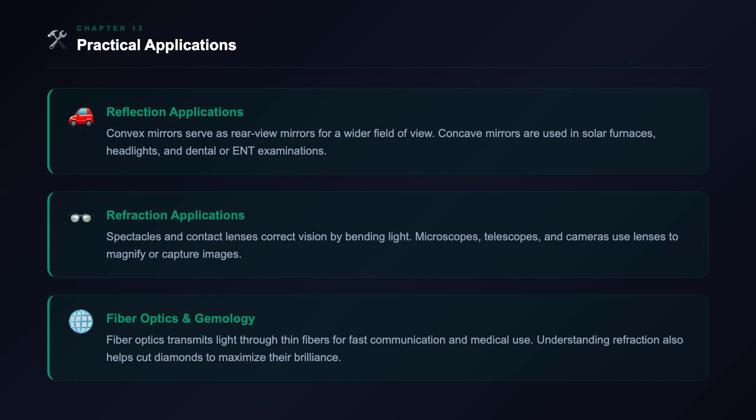Convex mirrors are used in vehicles as rearview mirrors, giving a wider field of view. Concave mirrors are used in solar furnaces to focus sunlight. Dental and ENT mirrors use reflection to view hard-to-see areas. Headlights and torches rely on reflective surfaces to direct light.